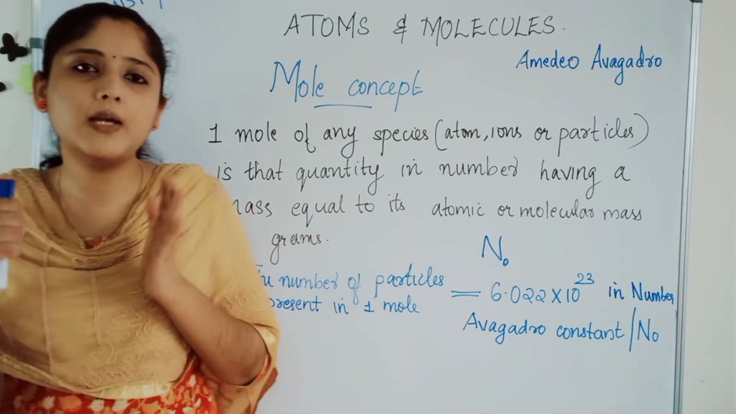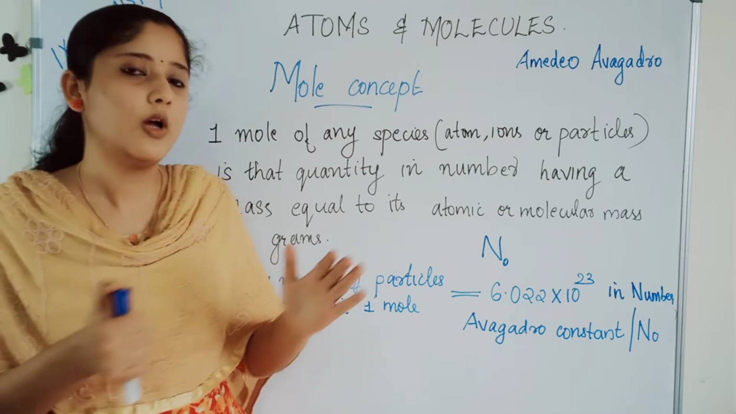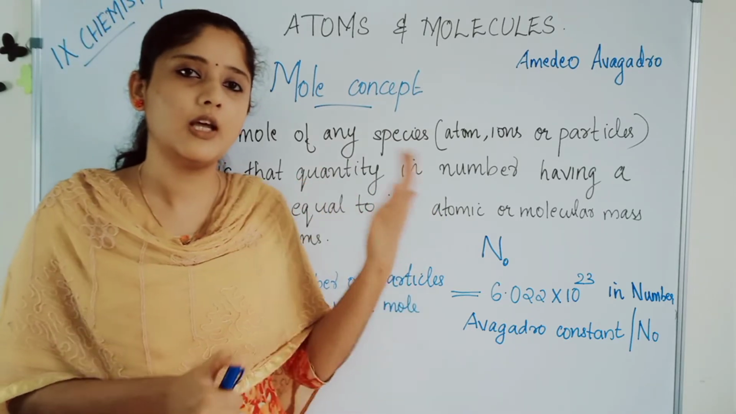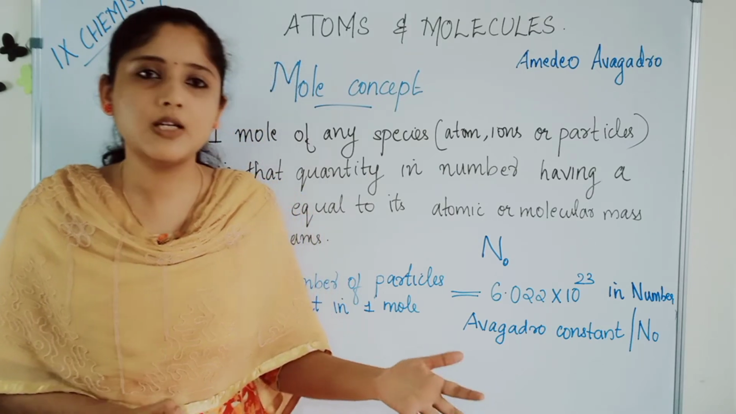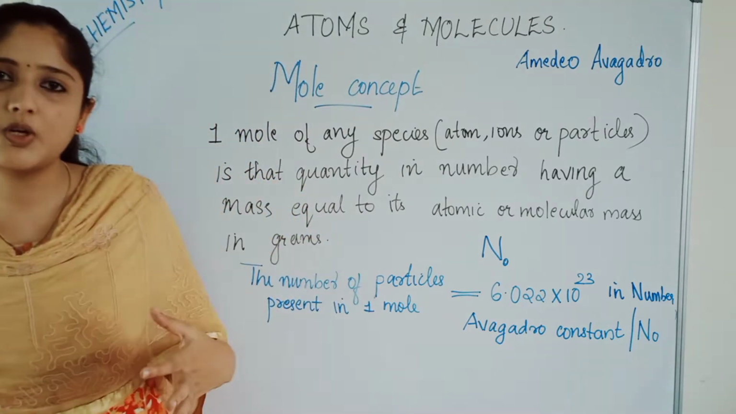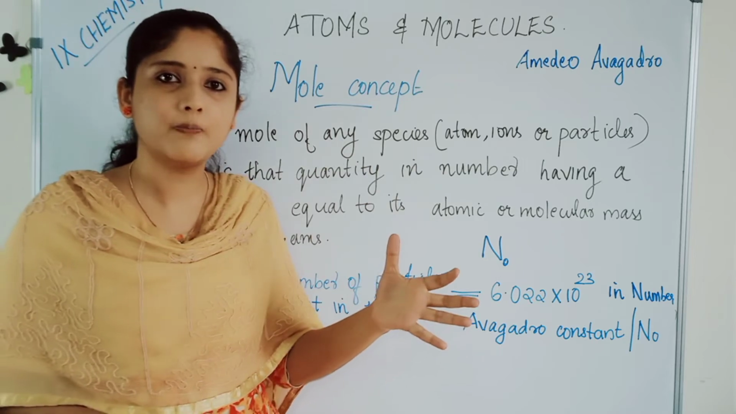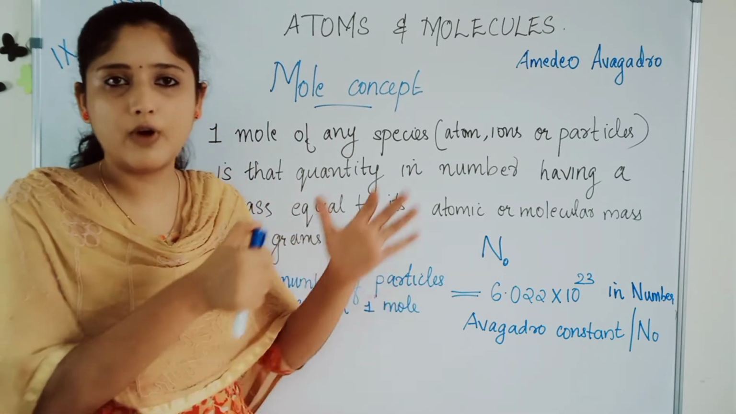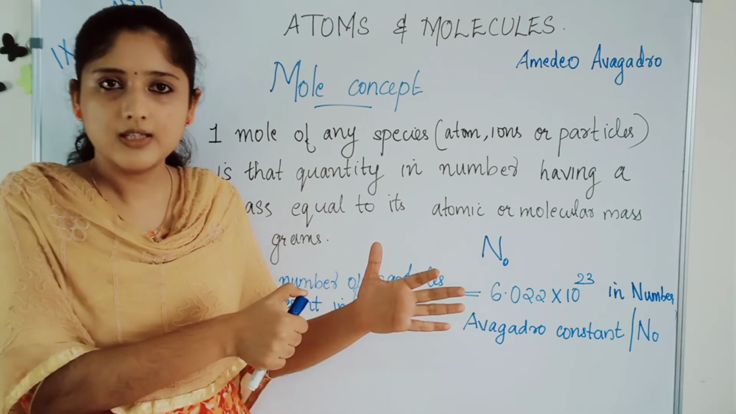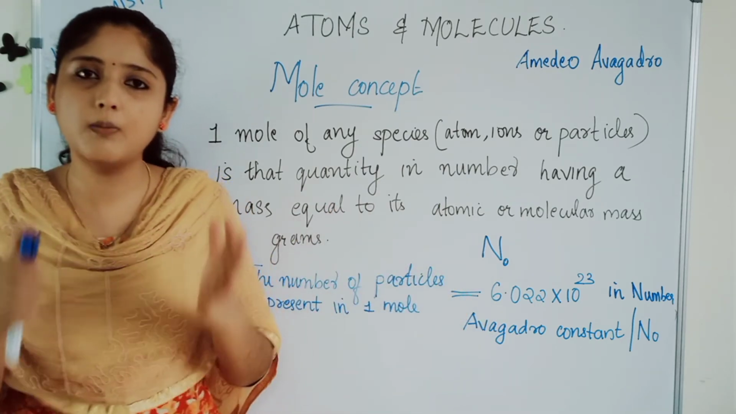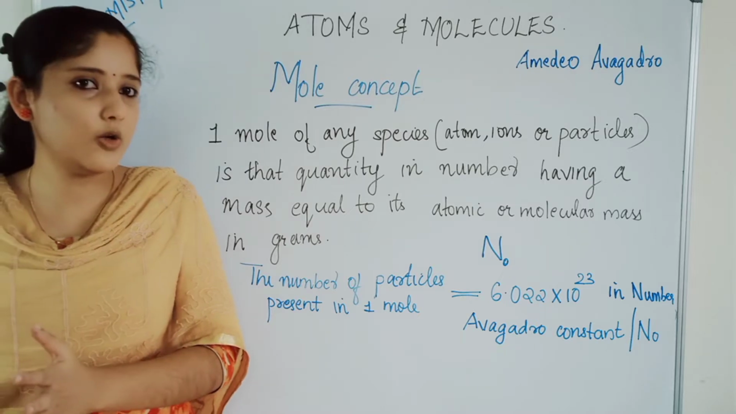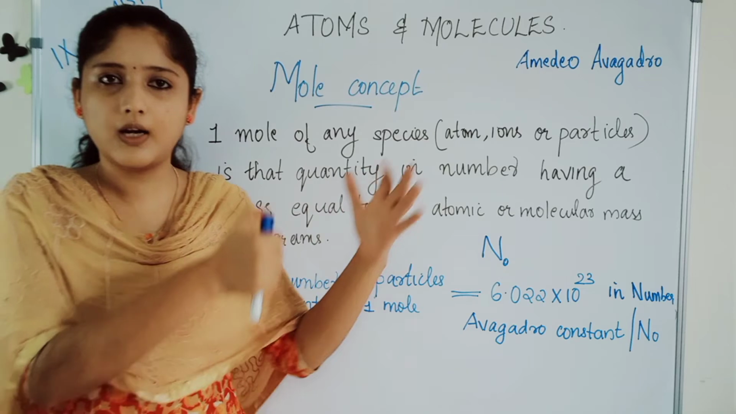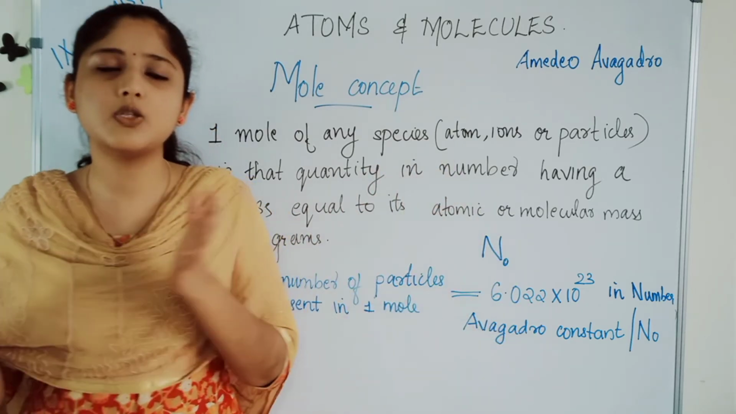1 mole of any particle is equal to how much in number? 6.022 into 10 raised to 23 in number. You have already studied, 1 dozen is how much? 12 in number, isn't it? 1 dozen of apple means 12 number of apples. Similarly, if you are saying 1 mole of something, it is equal to 6.022 into 10 raised to 23 of that particle.